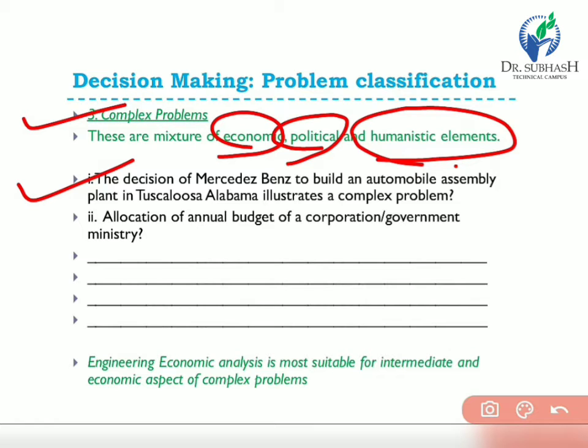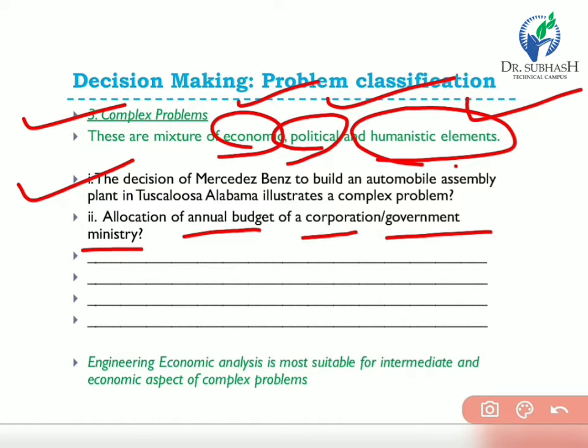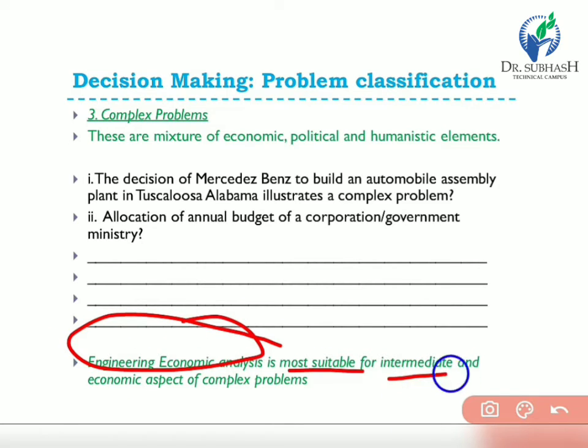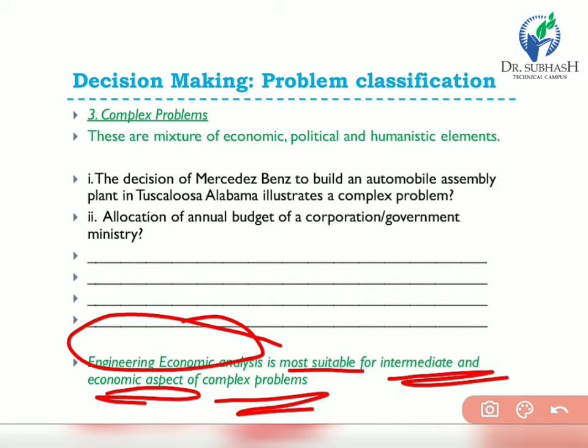Second one is allocation of the annual budget of a corporation or government ministry. It also includes economic and political elements with a result of humanistic elements. So it is known as a complex problem. Now here we show engineering economic analysis is most suitable for intermediate and economic aspects of complex problems. It says that most problems are complex problems and are suitable for intermediate and economic aspects.